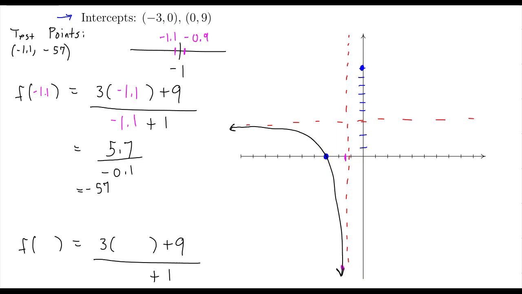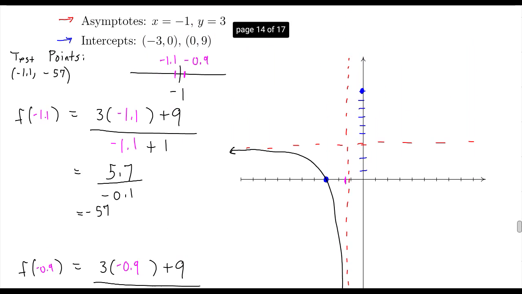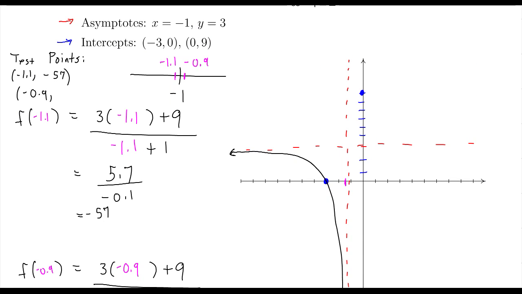Now the right side of the vertical asymptote, I'll plug in negative 0.9. Okay, so 3 times negative 0.9 plus 9 is going to be 6.3. And negative 0.9 plus 1 is just positive 0.1. And 6.3 divided by 0.1 is going to be a positive 63. So that's my second test point, negative 0.9, positive 63. Here's negative 0.9 about, and 63 is going to be way up here somewhere.